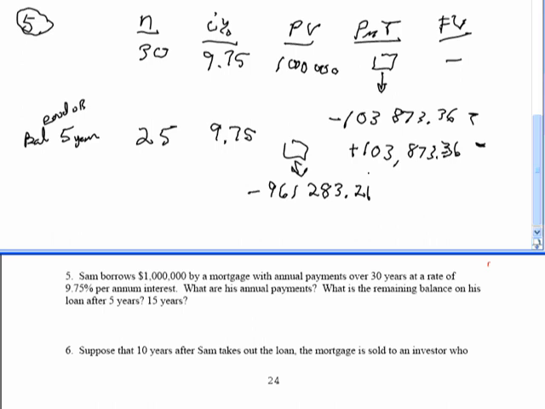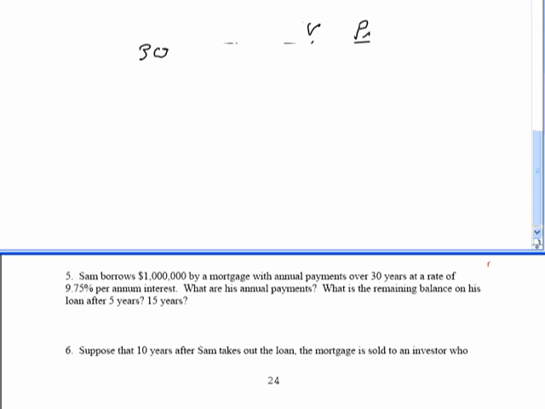We'd owe $961,283.21. That'd be money out of our pocket to pay off the mortgage at the end of the fifth year. Okay. Well, what about if we pay off the mortgage in 15 years? How many payments would be left if we paid off the mortgage at the end of 15 years on this 30-year mortgage? Well, there'd be 5, right?